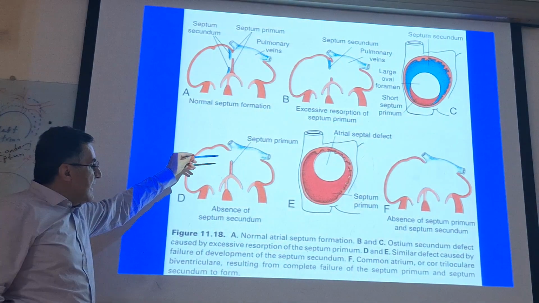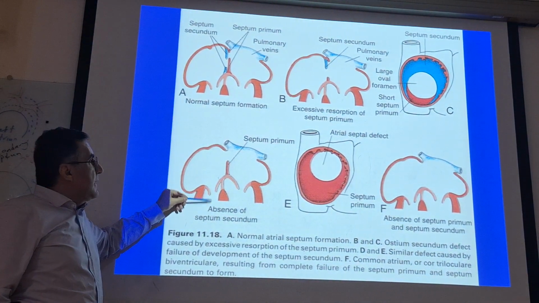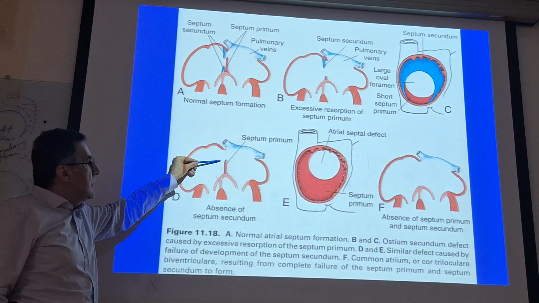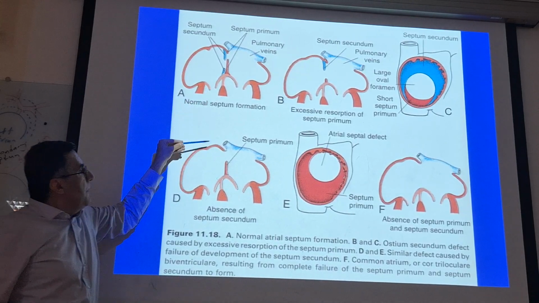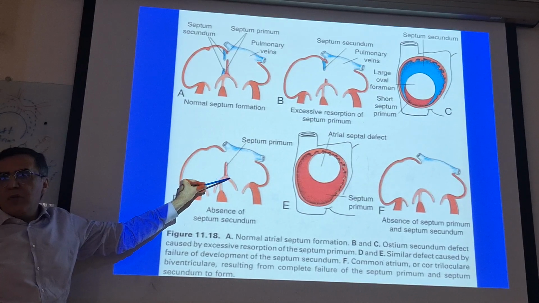The next one is the absence of septum secundum. The septum secundum never forms here. Look at the normal one. Compare. Again, we have interatrial defects.